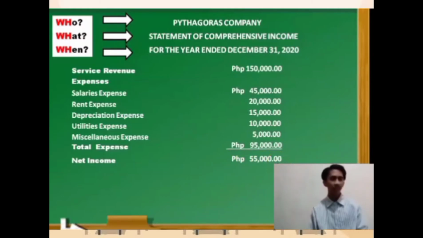Do not forget to double rule the amount of net income or loss, as it is important in every financial statement. Now you know what a single-step format is. Let us proceed to the other format, which will be discussed by Teacher Rhea.